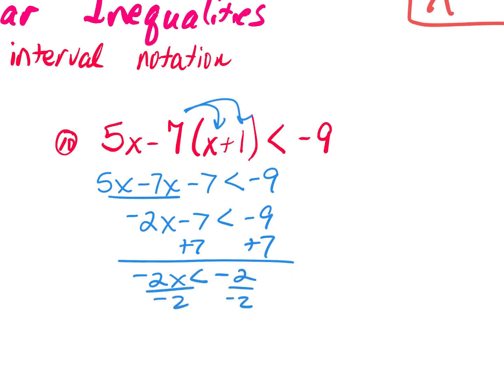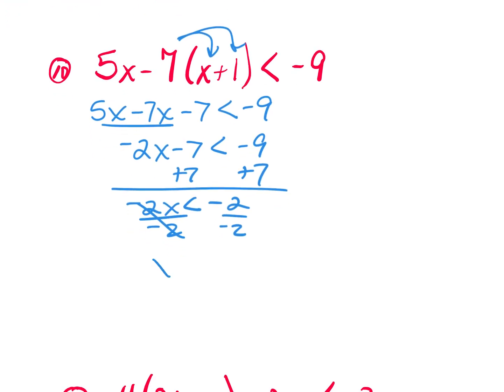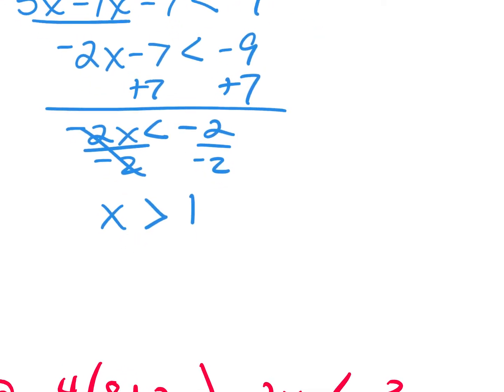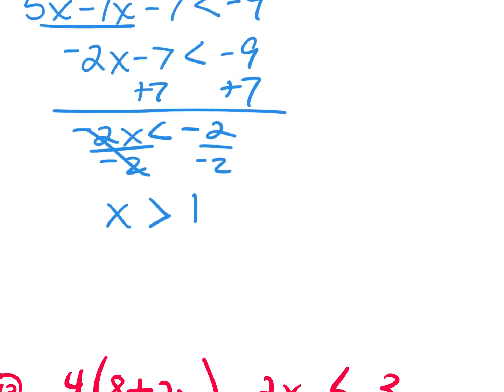Divide both sides by negative 2. As I divide by a negative number, I have to flip my inequality sign. So negative 2 divided by negative 2 is going to give me a positive 1. So my inequality solution is x is greater than 1. So now when I go to graph it, I have 0 on my number line and I have 1. I have an open dot at 1 because it does not include that value. And I want all the values that are greater than, so it's going to be everything here to the right.